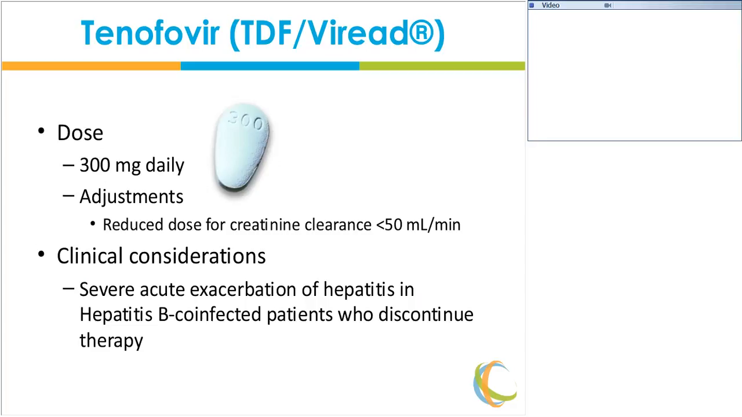Like most of the NRTIs already discussed, it requires dose adjustment in patients with renal insufficiency with creatinine clearance below 50. Like lamivudine and emtricitabine, tenofovir is not only active against HIV, but it is also active against hepatitis B. If a patient with hepatitis B is being treated with tenofovir and they are also HIV positive, abrupt discontinuation of tenofovir can lead to adverse outcomes, such as severe acute exacerbations of the hepatitis.